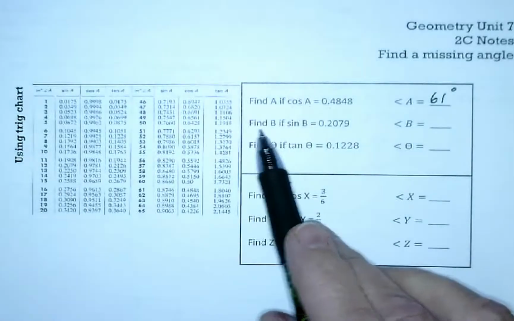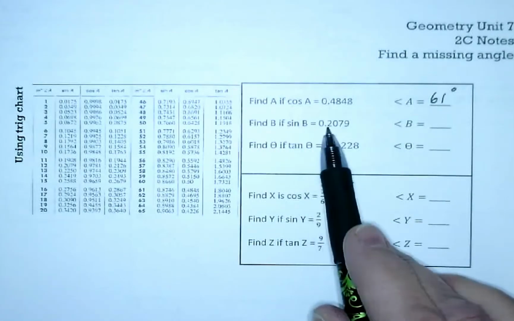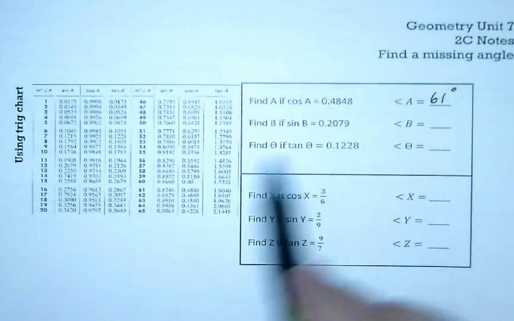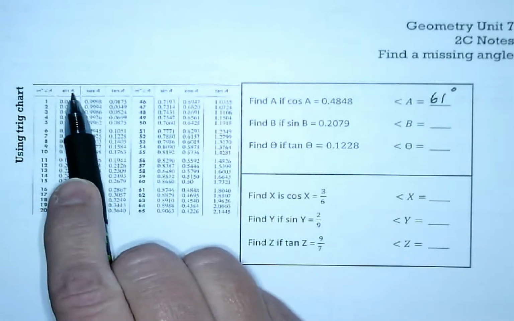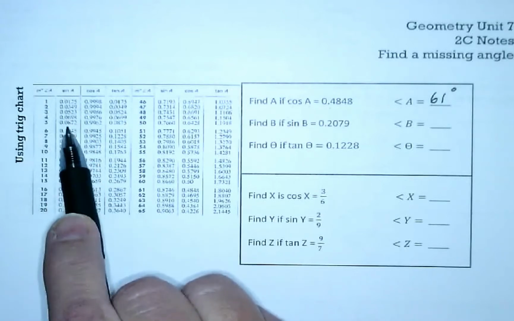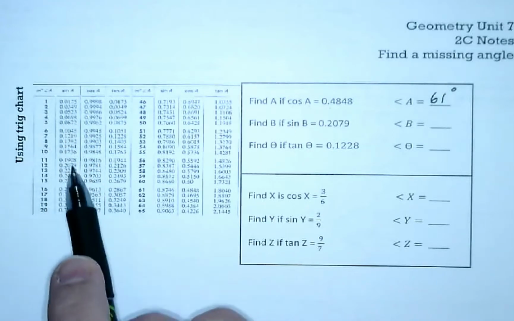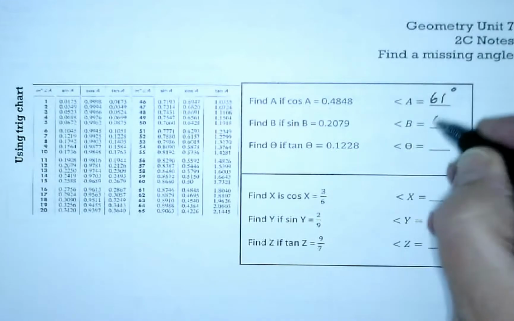Do the same thing to find angle B. We're finding the measure of angle B. The sine of it is 0.2079, so look under the sine. Now this says A, that's just a generic way of saying any angle. So the sine of an angle is 0.2079. Okay, so that is 12 degrees.